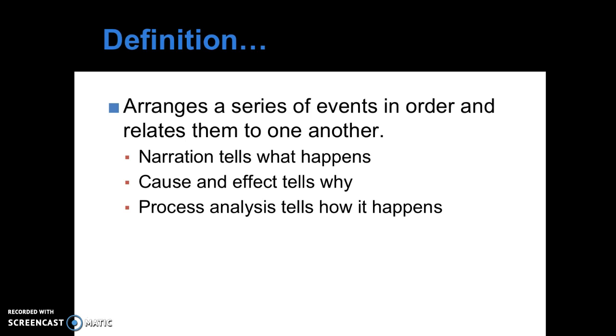So there's a couple of different strategies that you'll use within the writing of this paper. One of them might be narration, because that tells us what happens. Cause and effect tells us why it happens, and so in some of your steps, it will be key to our understanding that you tell us why we're doing a specific step. And then the process analysis is going to tell us how it happens. And so all three of these really show up in this particular paper. So we need to know what happens, why it happens, and then how it's going to happen.